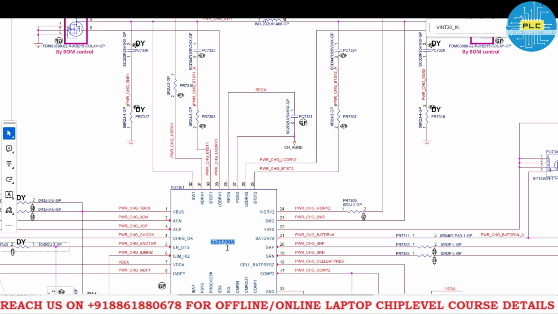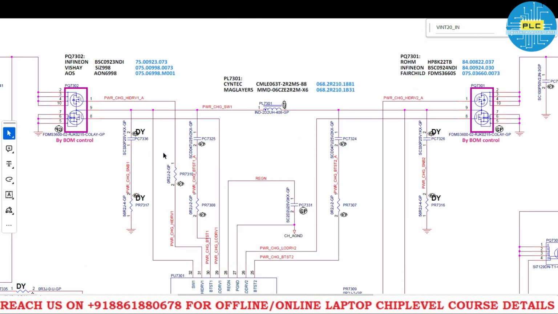This BQ25700A is a buck boost controller IC. So what is this buck boost controller IC? I will give a general hint in this video. Here it has connected two MOSFETs. Actually it's a dual MOSFET. Here also a dual MOSFET. Means we'll consider it as separate MOSFETs.